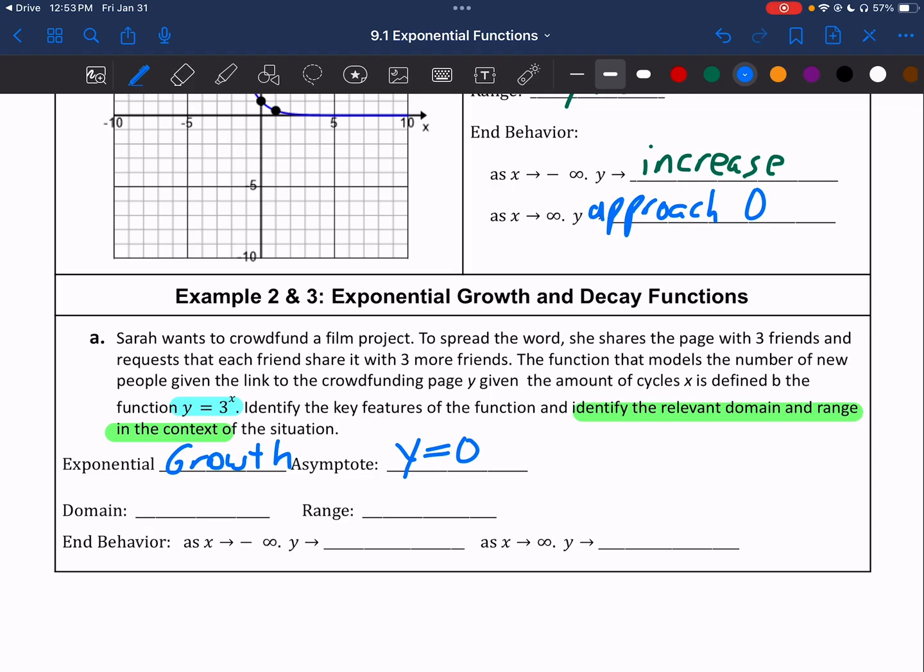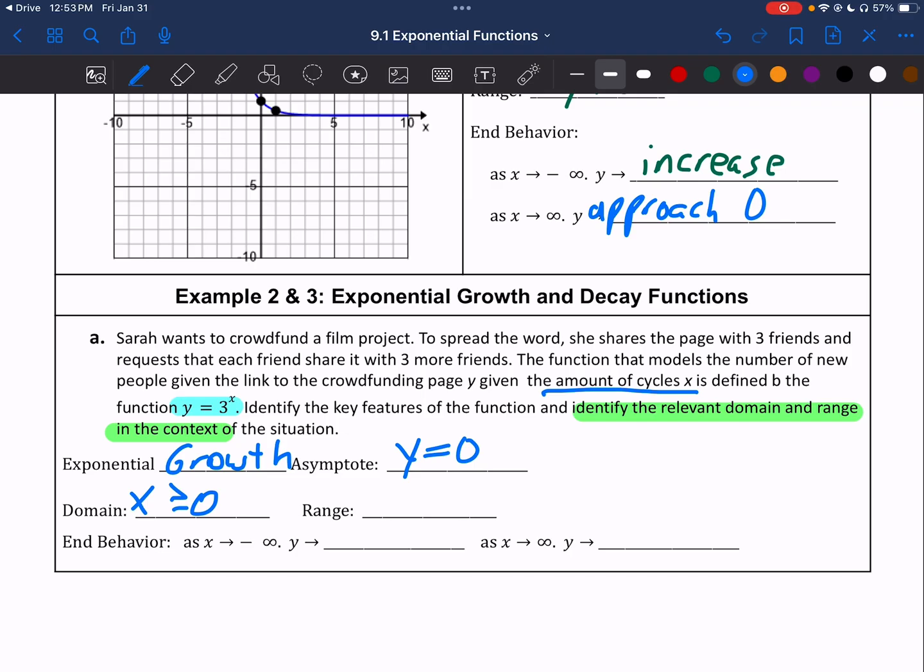The domain, what makes sense? What inputs, what x values can I use? Remember that x is the number of cycles of passing out the link to her crowdfunding page. Can I have a negative number of cycles? Can I have negative people that I've talked to? No. So my x value has to be greater than or equal to 0, right? Because 0 cycles would be she's given it to nobody.